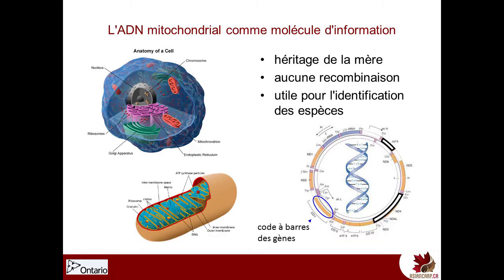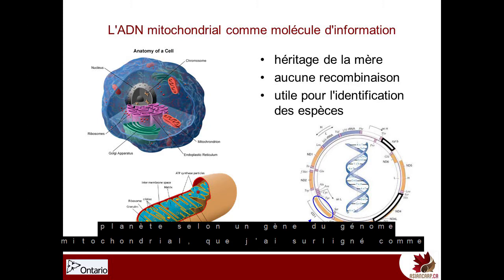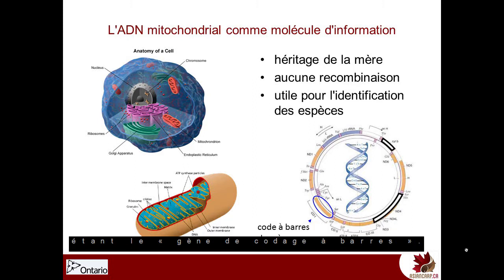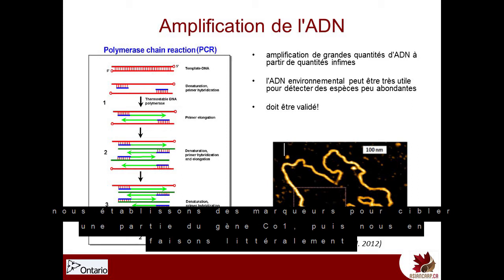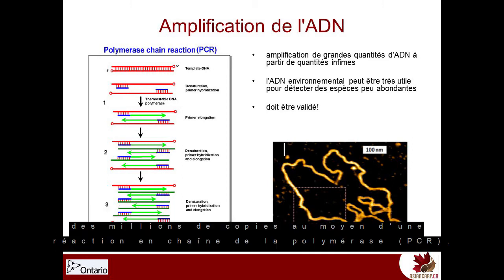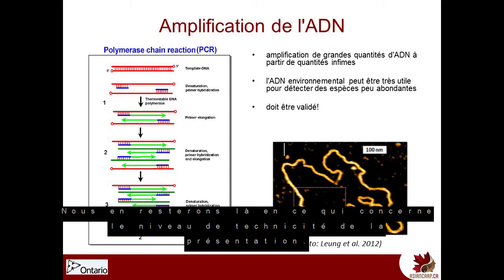There's a global effort called the Barcode of Life, being led by the University of Guelph, with the aim of identifying all living species on the planet based on one gene in the mitochondrial genome, which I've highlighted as the barcoding gene. The short name for it is just CO1. Don't really need to get into details on it. But to work with this, we develop markers to target a portion of that particular CO1 gene, and then we make literally billions of copies from this using the polymerase chain reaction, or PCR. And this is about as technical as I'll get for the rest of the talk.